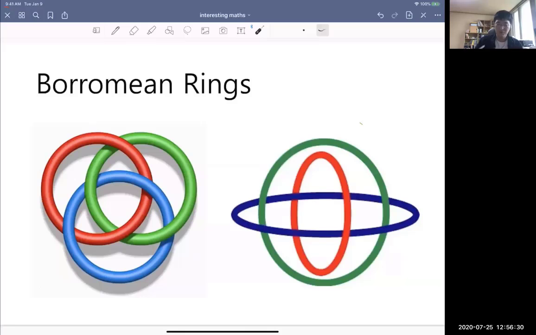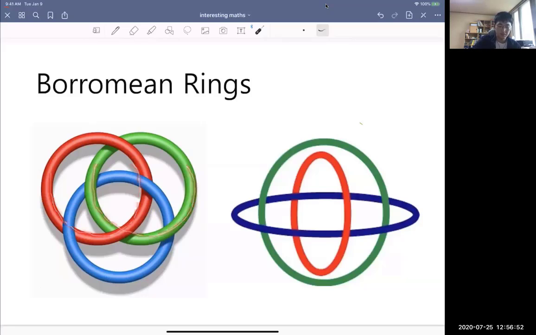These are the Borromean rings. They have a special property: if you look at this red circle and this green circle and ignore the blue circle, then you can just remove them, because they're just like this. You can remove them. And actually this holds if you remove any of them.